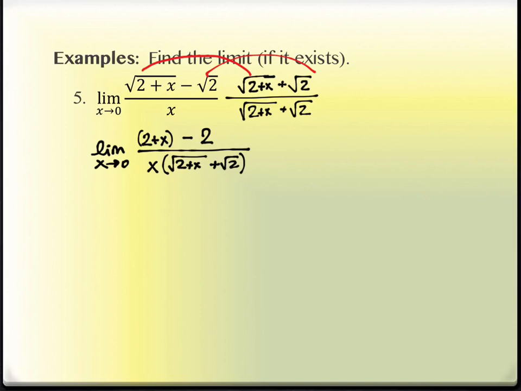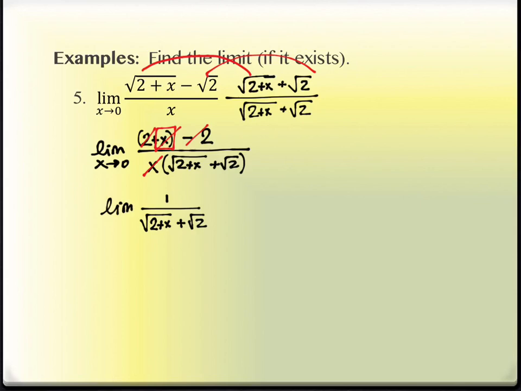Now what happens on top? Yeah, this 2 and this minus 2 add to 0. So what am I left with on top? 0. Not quite. Still have an x, yeah. An x. But do you see a way that that x can reduce? The x in the denominator, right? So this x will reduce with this x. It leaves me with 1 on top. And it leaves me with that square root of 2 plus x plus the square root of 2 on bottom.